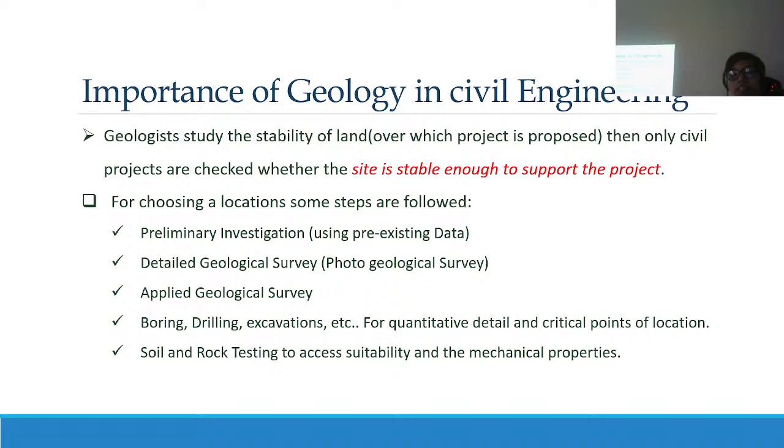Now further slides will be discussed by my teammate Abhilasha. Thank you, sir.